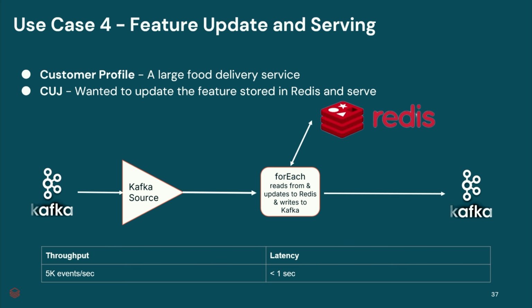So this is also in their pipeline. They're reading from Kafka. They're using forEach to read and write to Redis. Redis is their feature store. They're reading, writing and updating that. And they're also then sending out some results downstream to Kafka.